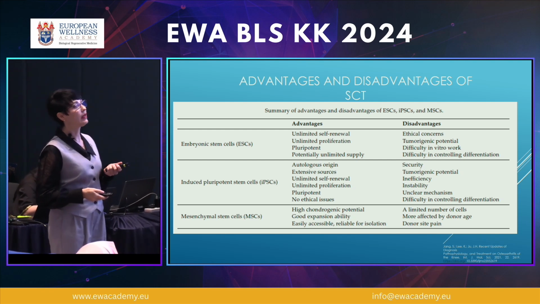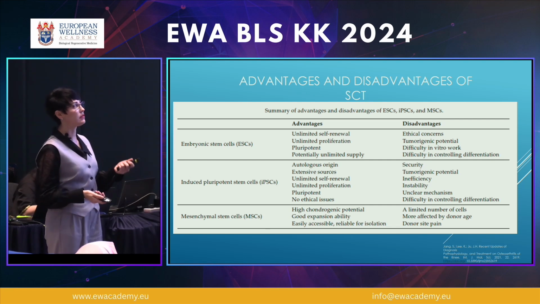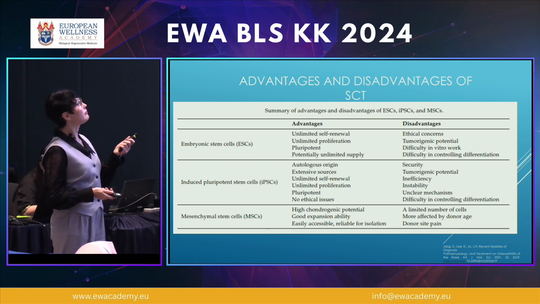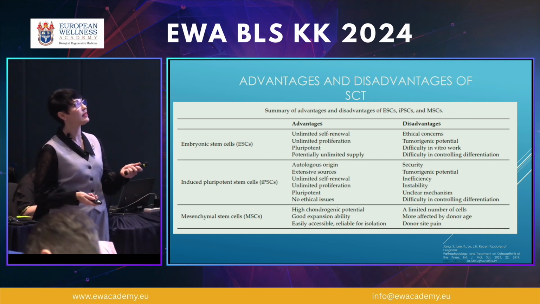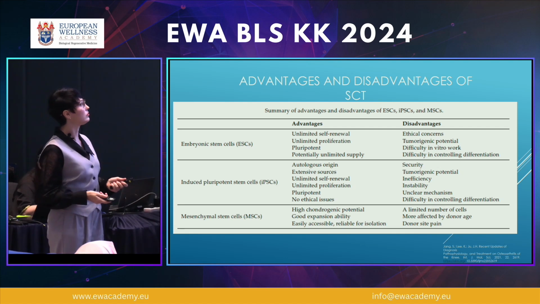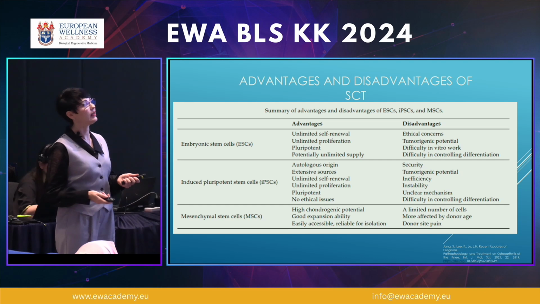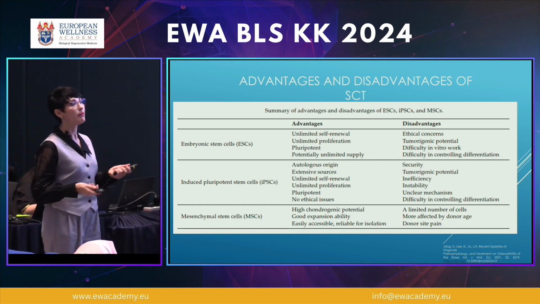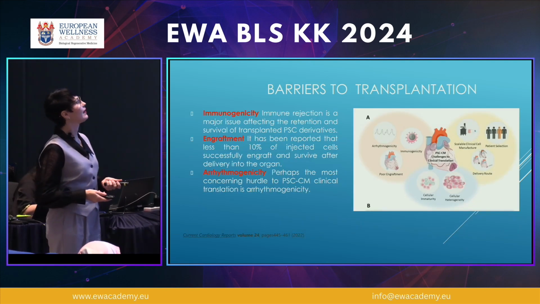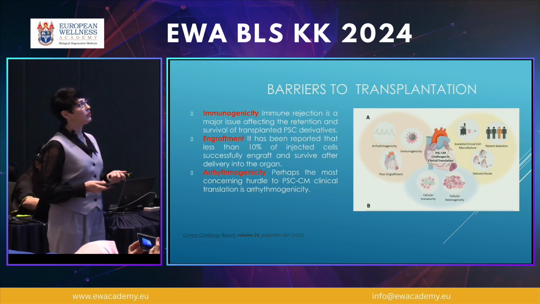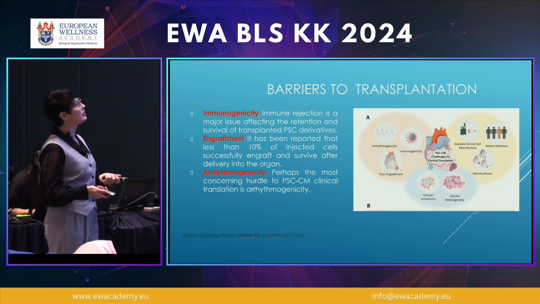But we need to be aware of some advantages and disadvantages of the stem cells on our market. Embryonic stem cells as well as induced pluripotent stem cells have tumorigenic potential. It's very important to be aware of it. And the disadvantage of mesenchymal stem cells is a limited number of cells, because the main source is adipose tissue. If no adipose tissue, no stem cells. And we need to be aware of the main barriers to transplantation, like immunogenicity, which I talked about, arrhythmogenicity and engraftment.